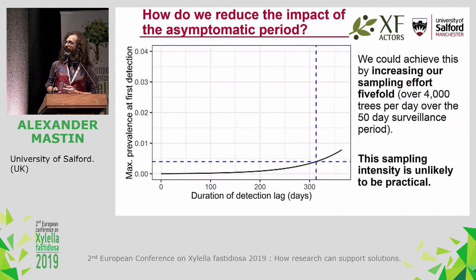One thing we can do is to increase our sampling intensity, and that will shift that whole curve right down. Now, in this case, we'd have to increase it about 5-fold. So we'd have to be sampling about 4,000 trees per day over that short 50-day surveillance period, which is unlikely to be practical.